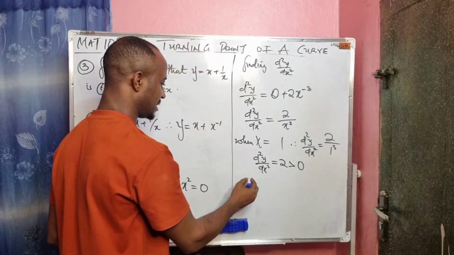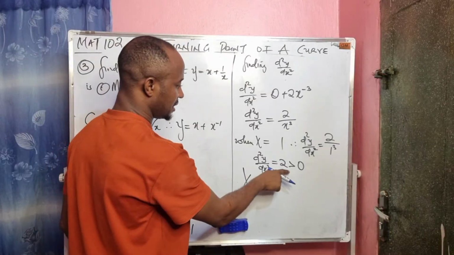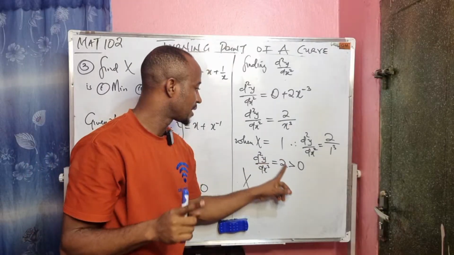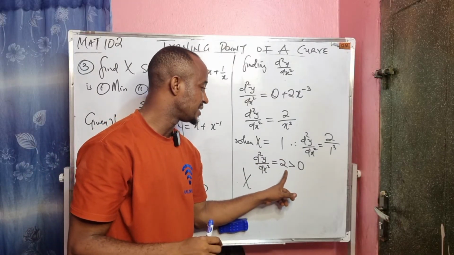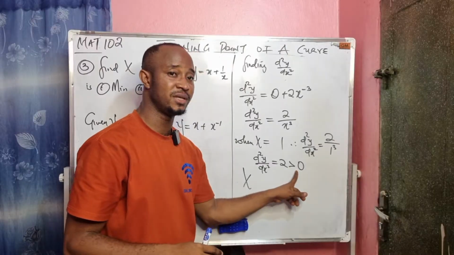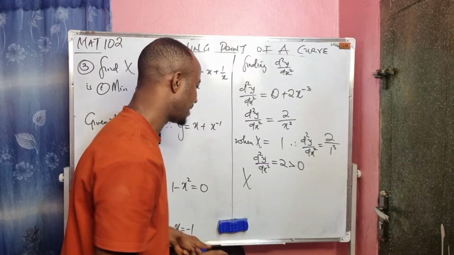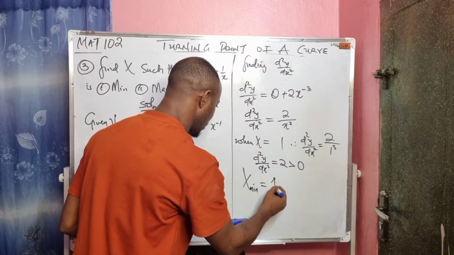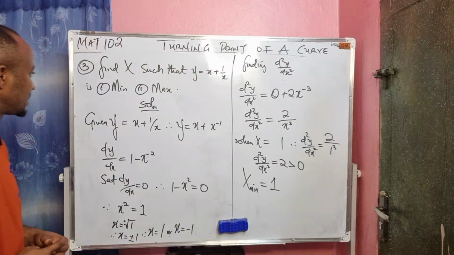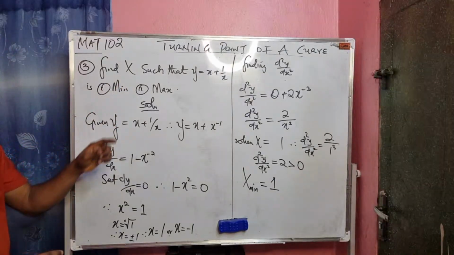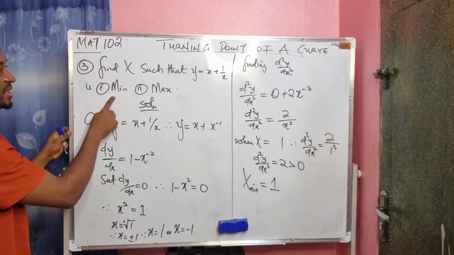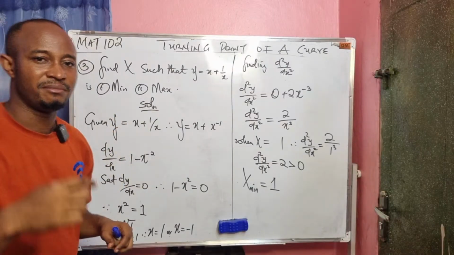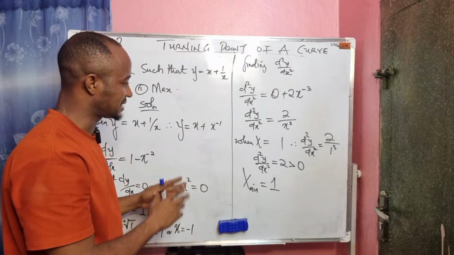So that means that our x, since after putting x as 1, we got 2, and 2 is greater than 0. Greater than 0 means what? Minimum. That means my x minimum is equal to what? 1. What they say is that find x such that this is minimum or maximum. Meaning find the minimum value of x and the maximum value of x. That's what they are asking for.